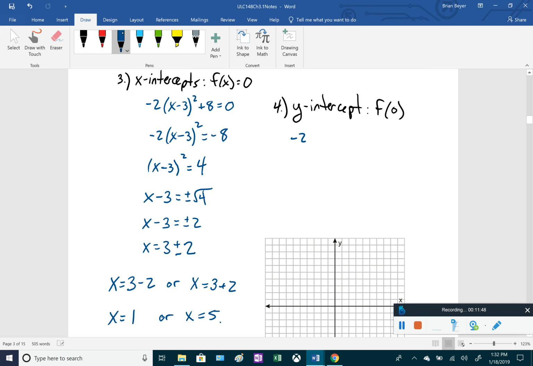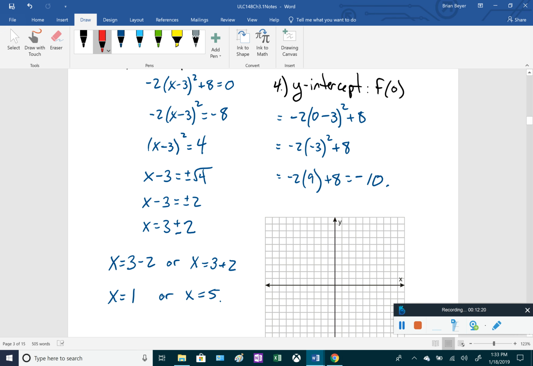So we're going to plug in 0 into the original, into x. So it's going to be negative 2 times 0 minus 3 squared plus 8. So negative 2 times negative 3 squared plus 8. Just don't screw up your order of operations here. That's negative 2 times 9 plus 8 after you square that negative 3. Negative 2 times 9 is negative 18, plus the 8 is negative 10.